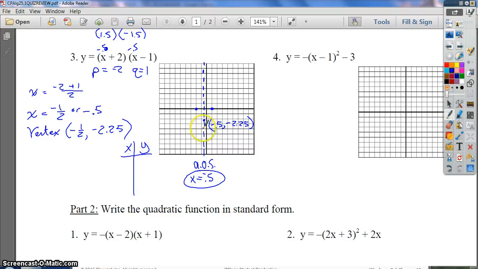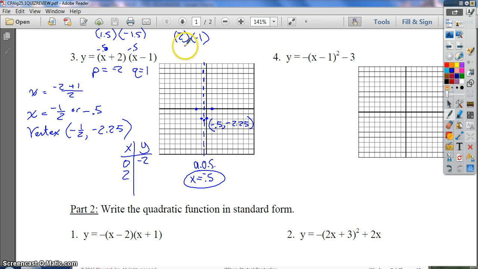Just to be thorough, I'm going to do 0, and I'm going to do 2 for sure. If I put 0 in here, I'll get 2 times negative 1. So we're looking at 0, negative 2. So that barely comes up. It shouldn't because we're right next to the vertex.